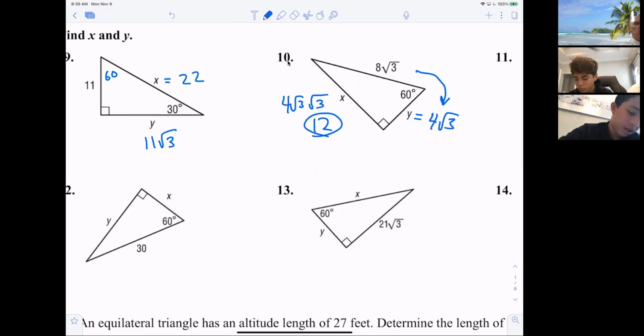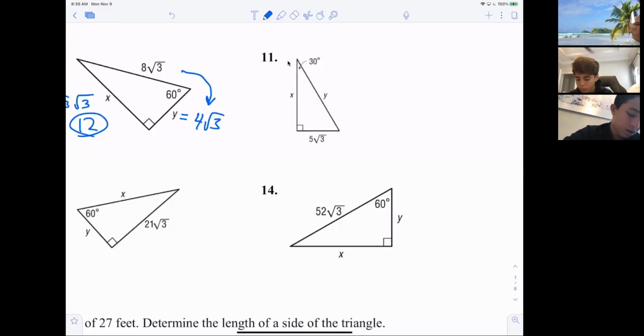All right, here we go. Let's knock out 11. So what's y? Say it. Radical 3. 10 radical 3. And what's x? 15. Once again, good, Sam.